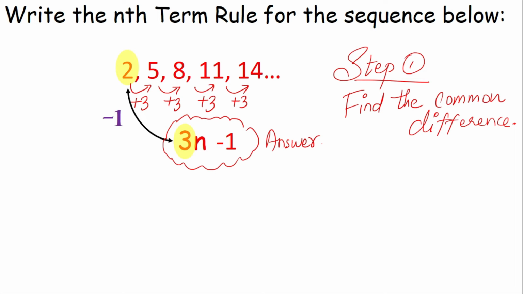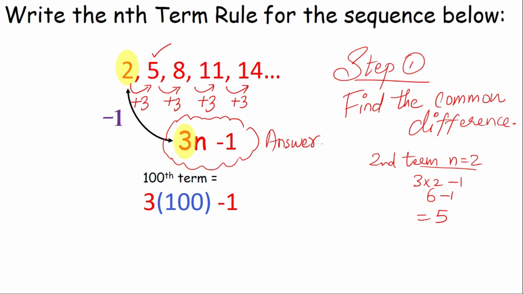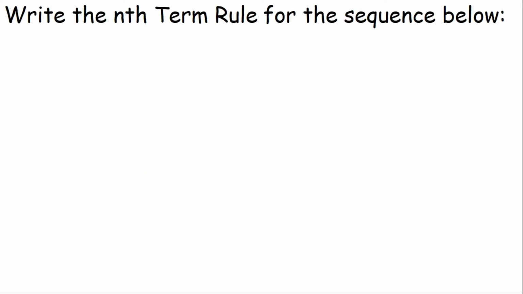Now if you want, you can do a cross-check for the second term. I'll put n equals 2. So 3 times 2 minus 1, I have 6 minus 1, which is 5, my second term. So this is the rule, and if you're asked to find the 100th term, just substitute for n and you get the answer. Let's do one more example.